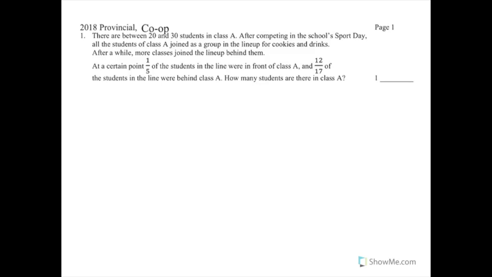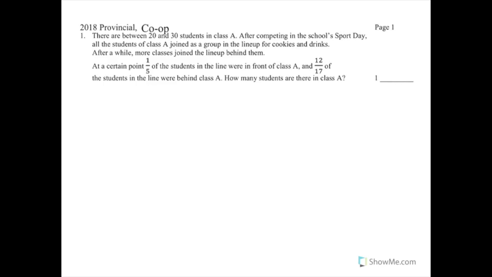So hello everyone. We're starting off with the 2018 Provincial Co-op problems. And starting with question 1, if you need to read a question, pause the video here. And so the key point here is to notice that the number of students in a class has to be an integer, and so this will limit our solutions.